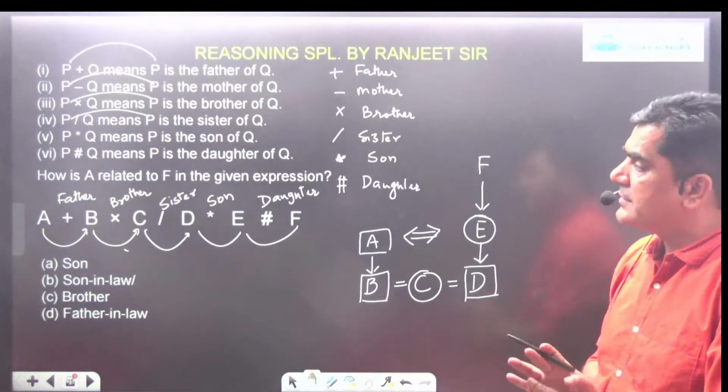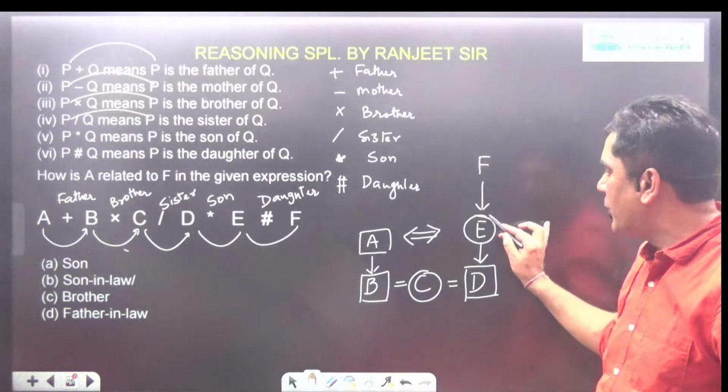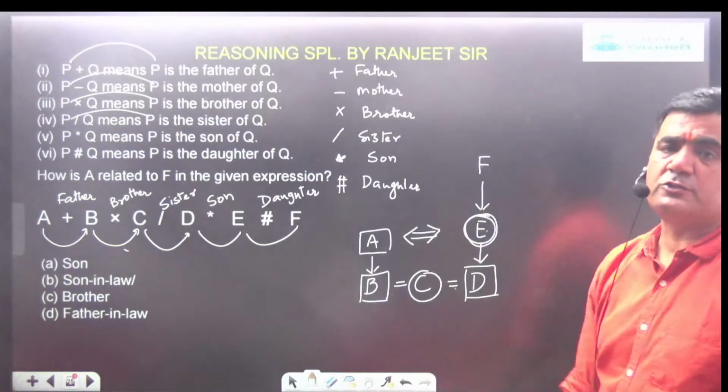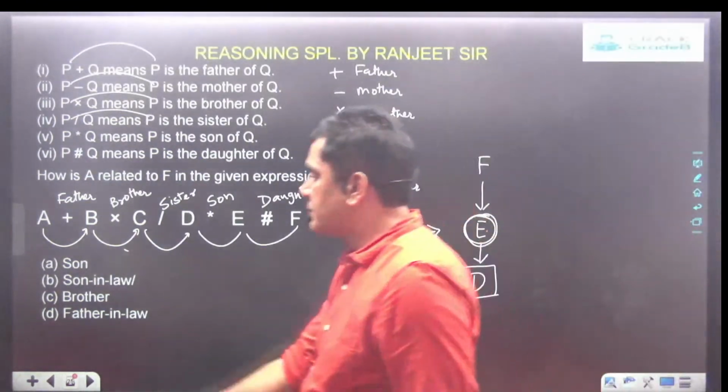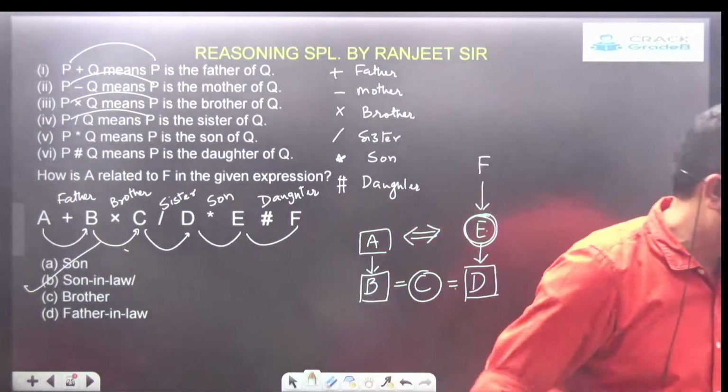Now here they have asked, how is A related to F? So F is over here. F has one daughter, which is E, and the daughter's husband is A. The daughter's husband is called son-in-law. So my answer should be B, son-in-law. Clear?